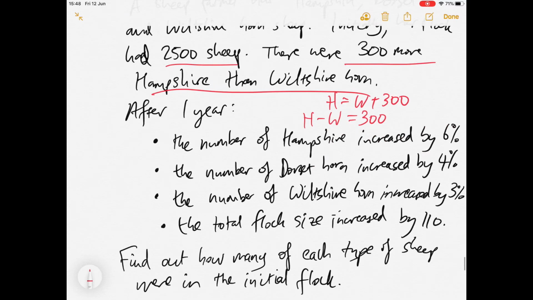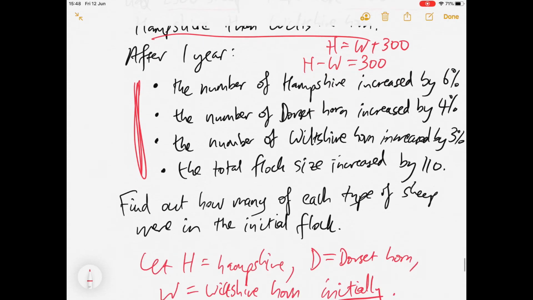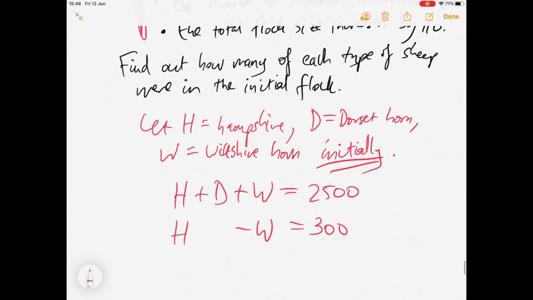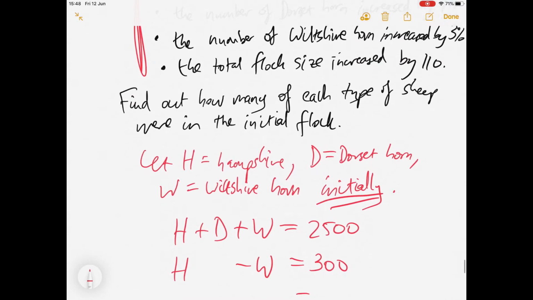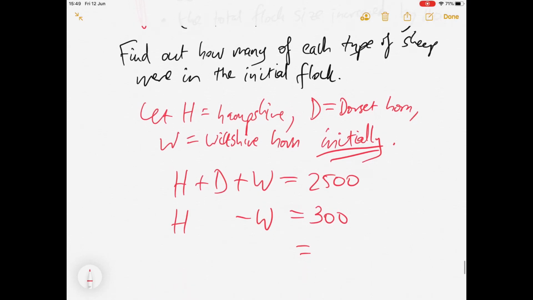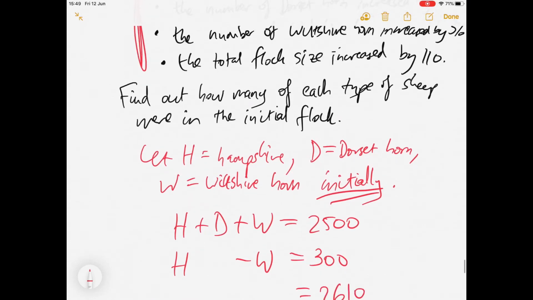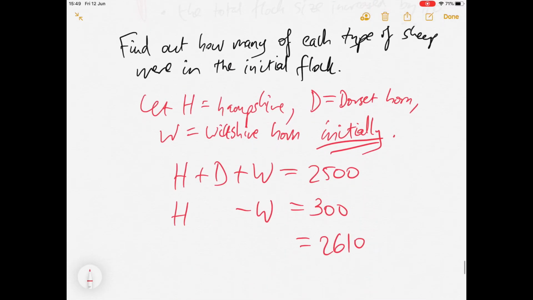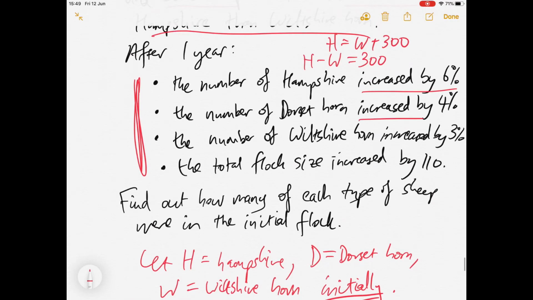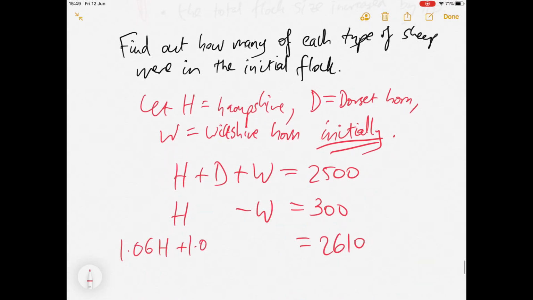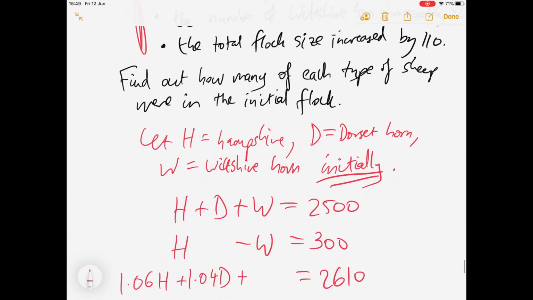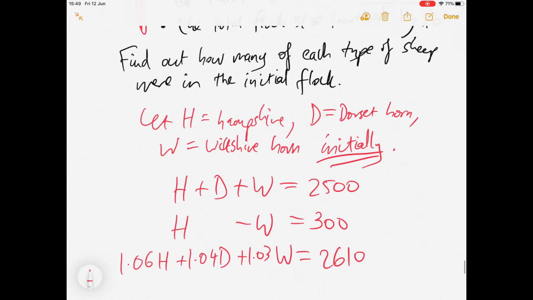And we know after 1 year we have all this extra information, which we can use to form another equation, because the flock has increased by 110, so it's up to 2,610. Hampshire have increased by 6%, so we can multiply by 1.06. Dorset Horn have increased by 4%, so that's 1.04D. And Wiltshire Horn have increased by 3%, so that's 1.03W.